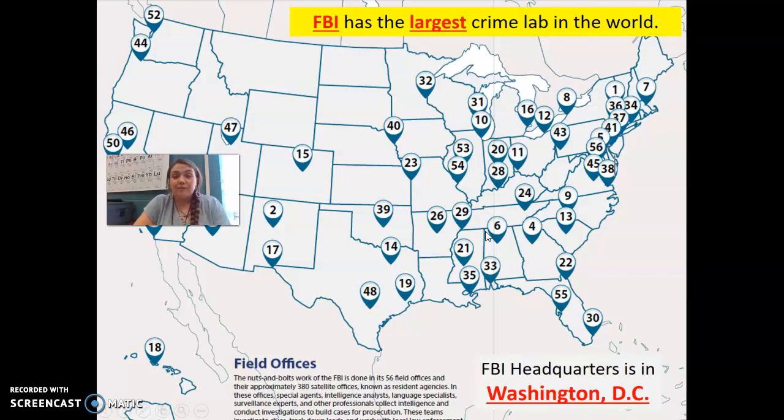FBI has the largest crime lab in the world. These are all the offices where the FBI is located. So basically, if you were going to be in the FBI, you would have to live in one of these places because this is where their crime labs are at.